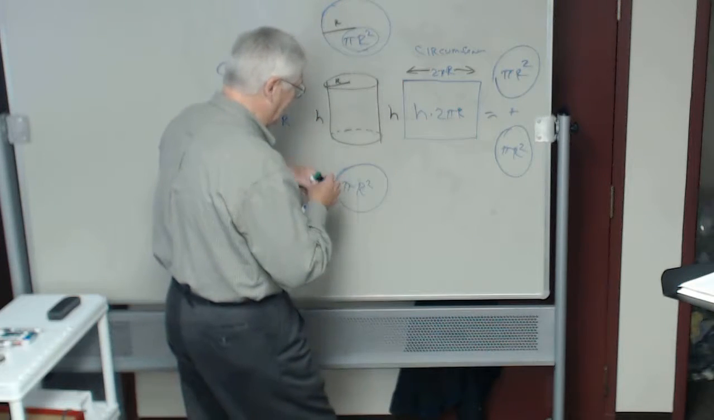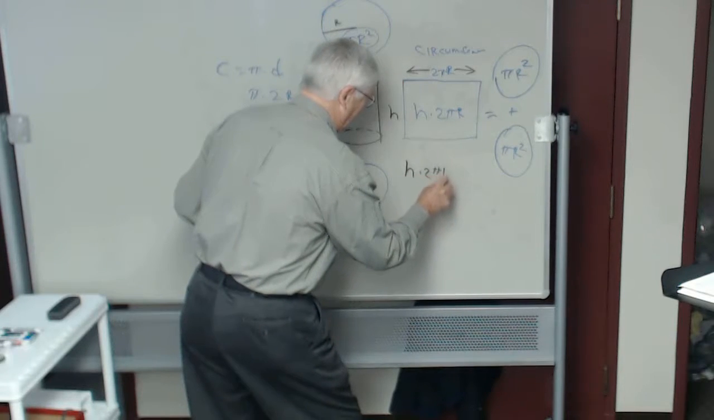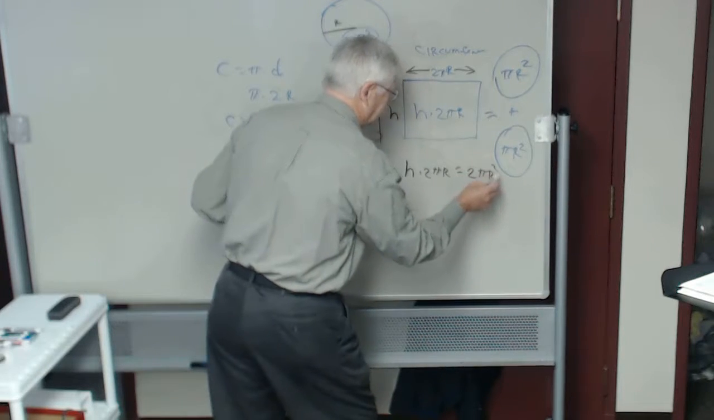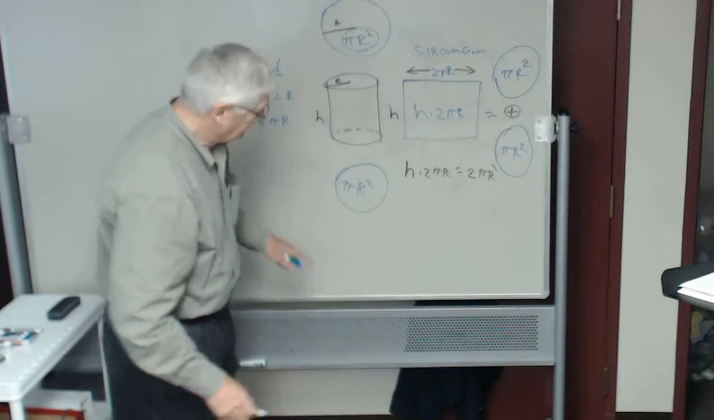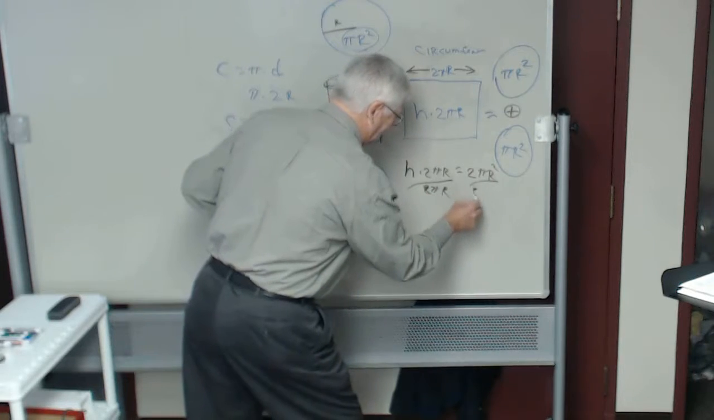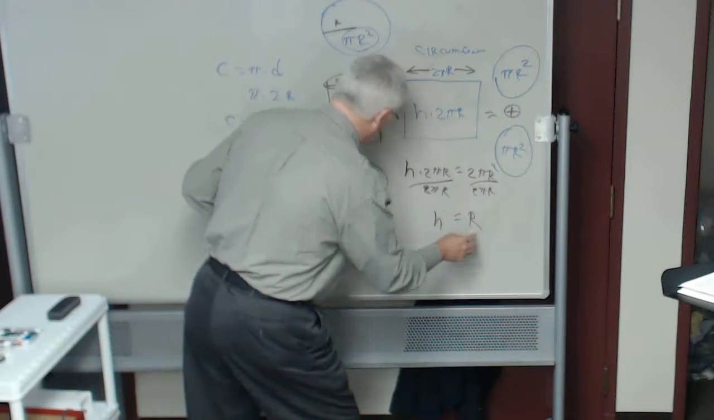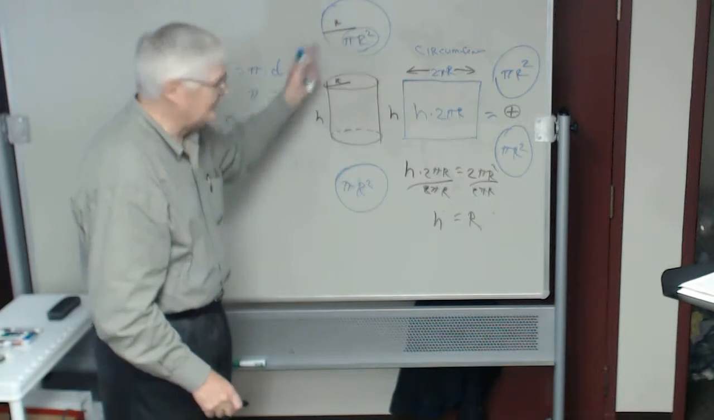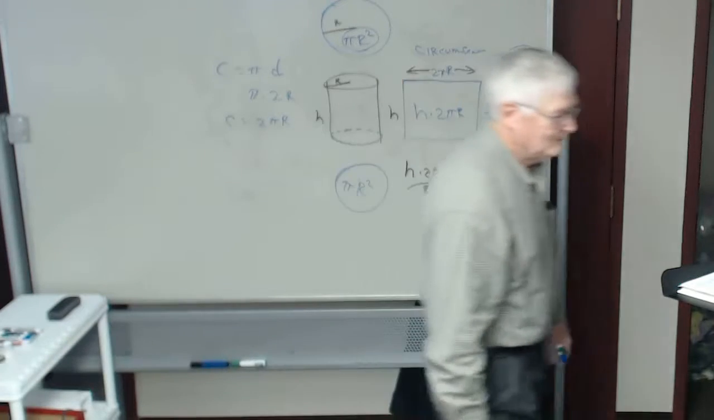So if I come back here and do the math, h times 2 pi r has to equal 2 pi r squared. See why? Because I have this one, I'm adding them together, so I have to have 2 of them. Then divide by 2 pi r. And h has to equal r. So in order for this to work out, the height has to equal the radius of the circle. The radius of the top of the can. Wasn't that fun?